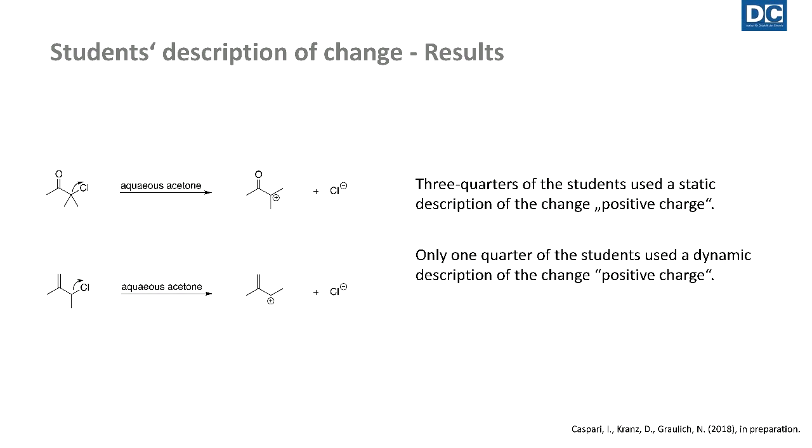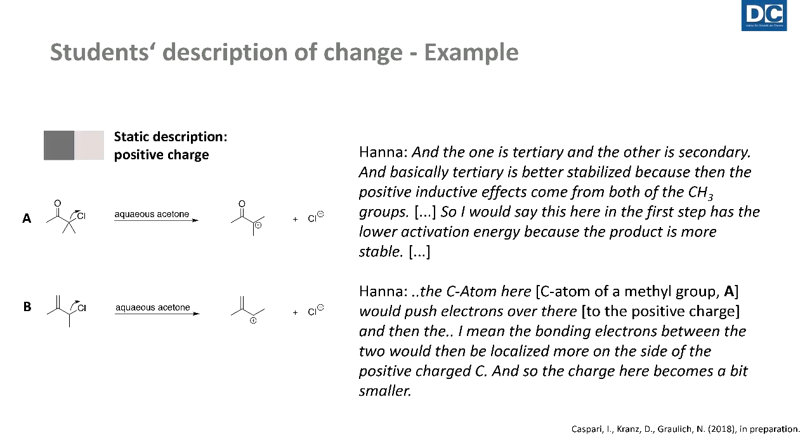You might wonder why this is important to think about in a static or in a dynamic way. So I chose a student as an example, to see how that looked, how they verbalize a static description of change, and then we can see later on how that influences their connection to the energetic account. So here we have Hannah, and Hannah was coded as a static description, and she referred to the positive charge. Hannah is saying, "And the one is tertiary and the other is secondary." So she's talking about the carbocation here in the product. "And basically tertiary is better stabilized because then the positive inductive effect comes from both of the CH3 groups. So I would say this here in the first step has lower activation energy because the product is more stable."